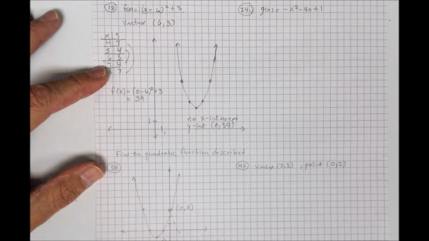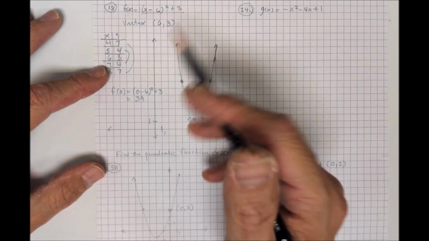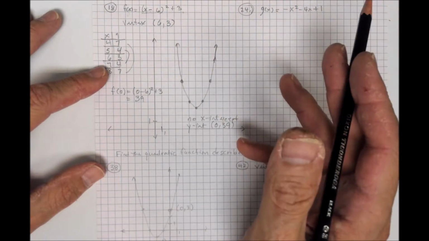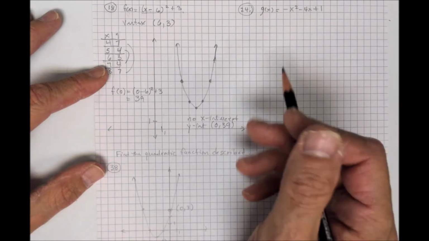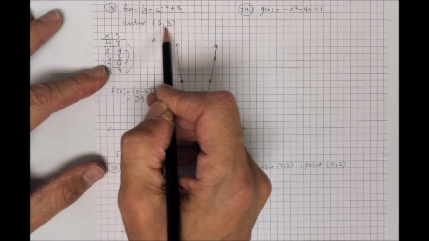I don't know if they're going to ask for the intercepts. But remember, to find x-intercepts, you make y equal to 0, you solve for x. To find y-intercepts, you make x equal to 0 and solve. But that's how I graphed this. I really like the fact that it was in vertex form so I could find the vertex right away.